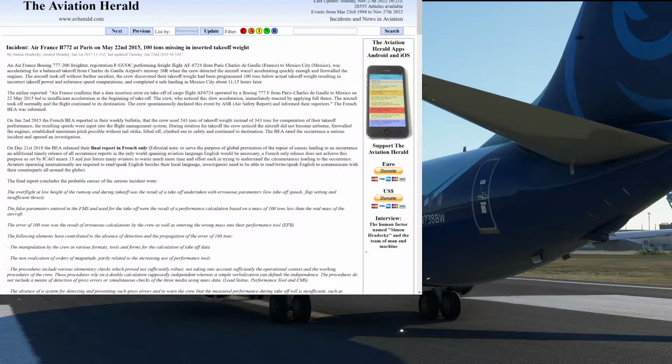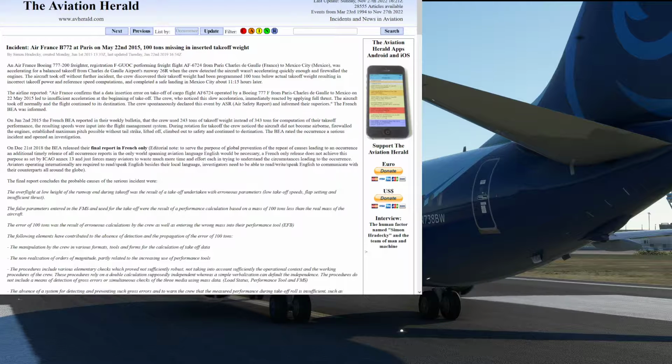An Air France Boeing 777-200 freighter, registration F-GUOC, performing freight flight Air France 6724 from Paris Charles de Gaulle to Mexico City, was accelerating for a balanced takeoff from Charles de Gaulle Airport runway 26 right when the crew detected the aircraft wasn't accelerating quickly enough and firewalled the engines. The aircraft took off without further incident. The crew discovered their takeoff weight had been programmed 100 tons below actual takeoff weight, resulting in incorrect takeoff power and reference speed computations, and completed a safe landing in Mexico City about 11 hours 15 minutes later.